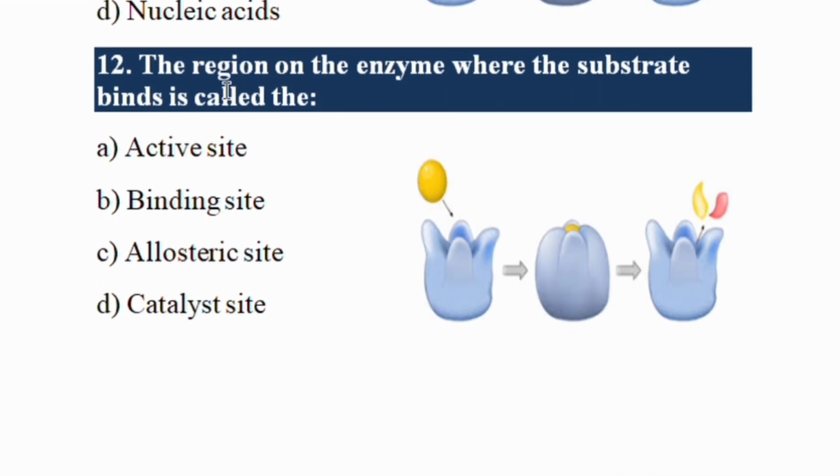The region on the enzyme where the substrate binds is called active site, binding site, allosteric site, or catalyst site. So basically it is known as the active site.